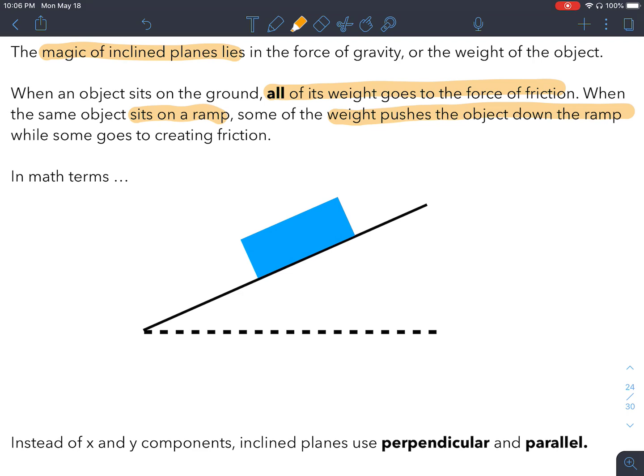Now, not all of the weight, that force of gravity, goes into sliding down the ramp. There is still some of it going into friction. And when it goes into friction like that, that pushes the object against the ramp, right? It's pushing against the ramp to create friction. So what does this look like?